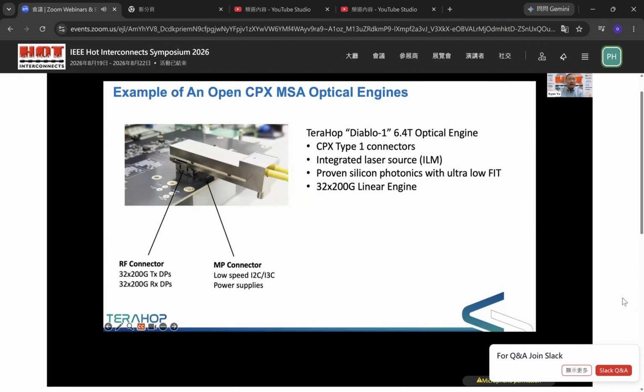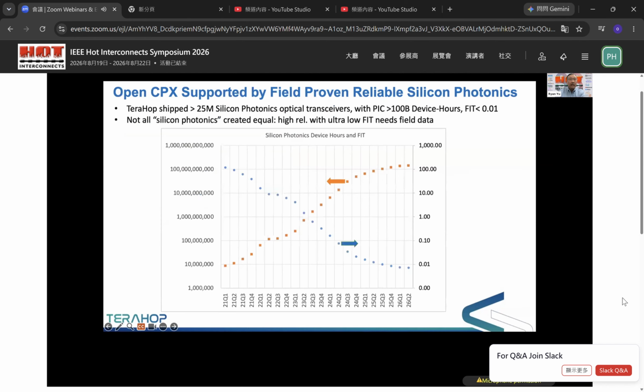Let me give you an example of OpenCPX MSA. This is a TeraHop Diablo 1 6.4T optical engine. It's a type 1 connector with integrated laser source and already has the silicon photonics with very low FIT demonstrated in the field. So you can deploy these optics already proven in the field, in a different form factor as an OpenCPX optical engine.